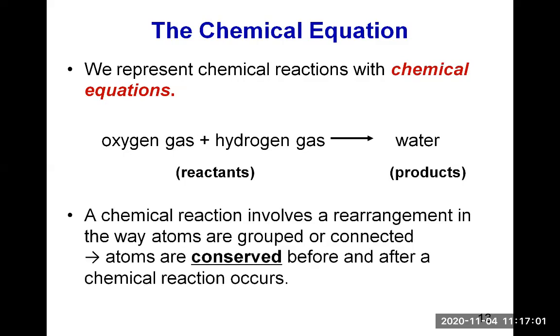And so a chemical reaction involves the rearrangement in the way atoms are grouped or connected. You know, the bonds change. You break bonds and you form new bonds. However, atoms are conserved before and after a chemical reaction occurs. You have the same number of atoms of each kind on the reactant side and on the product side. This is the law of conservation of mass, which implies that we need to make sure atoms are conserved.